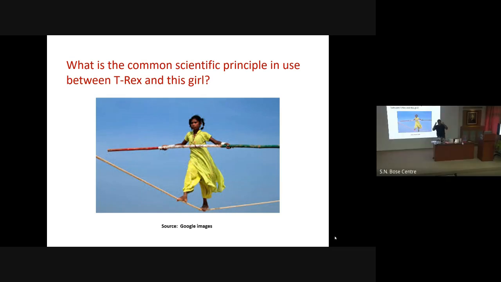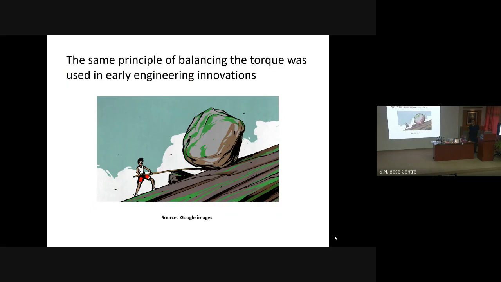So T-Rex, now you'll see it in a different way. It has a long tail because it has only two legs, and it has to balance its heavy head with the tail, right? And this was used by people who made pyramids. That's an engineering application. They talk balance. Nobody knew about it, but they started doing it, right? So that's one.